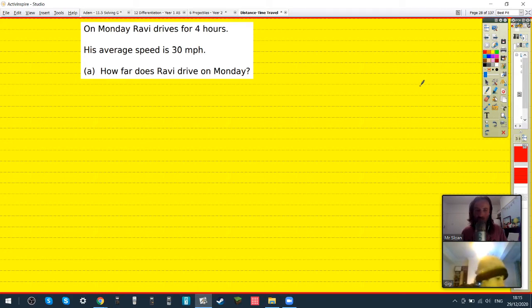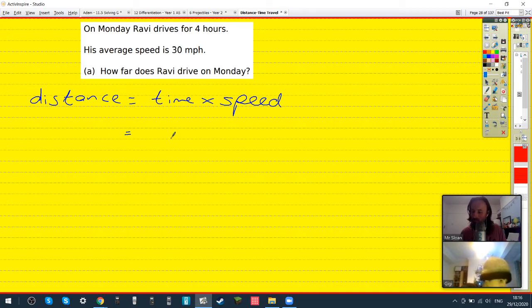Would it be 7.5 miles? How do you find distance? Distance is time times speed. Yep. 120 miles. Well done. So it's 30 miles per hour, like 30 miles every hour, 4 hours. So that's 120 miles.